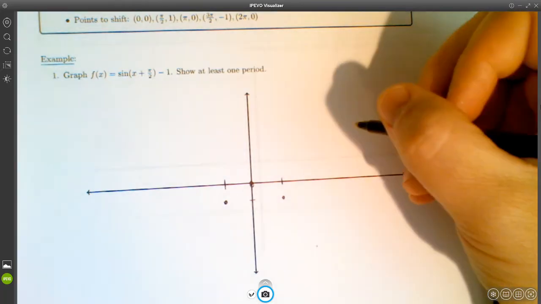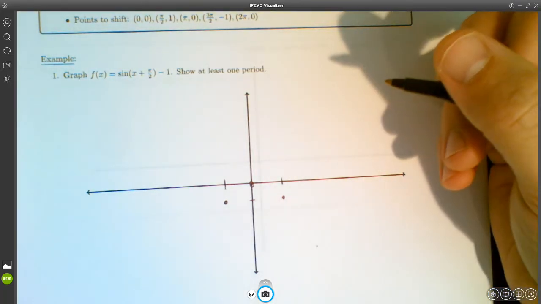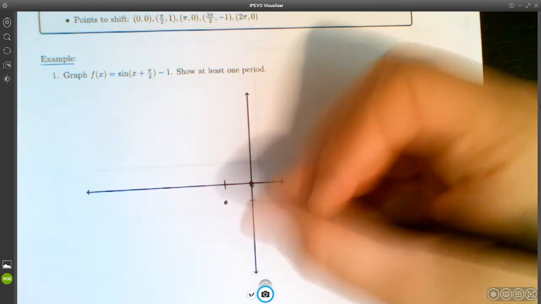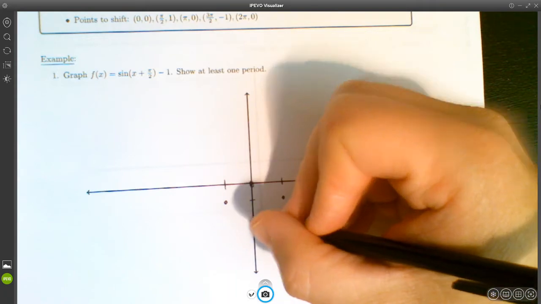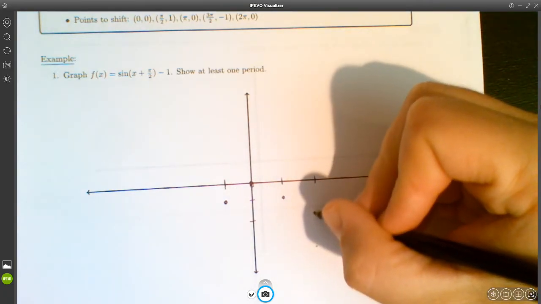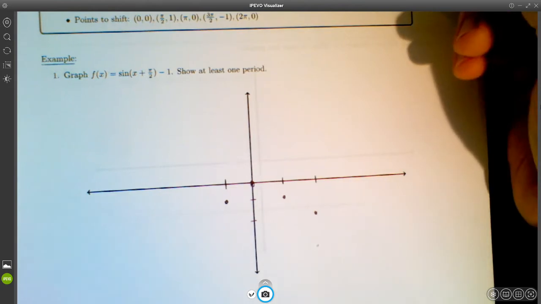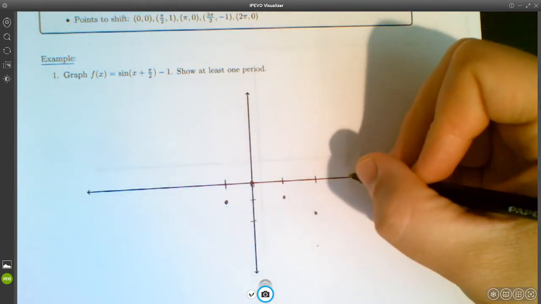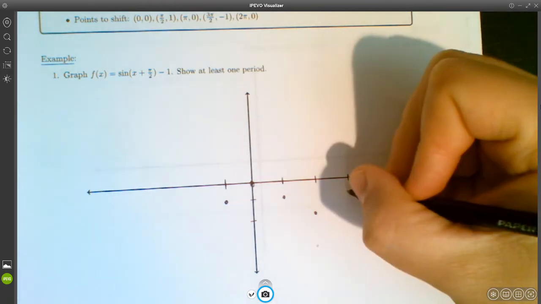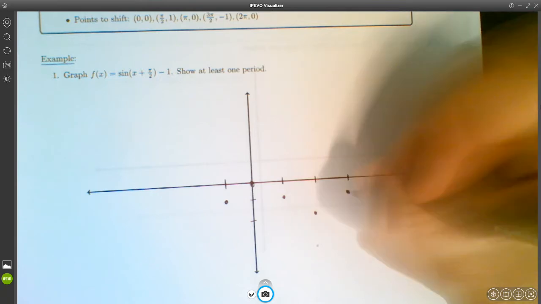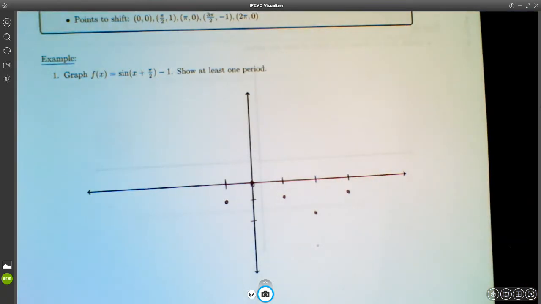Instead of having a point at 3 pi over 2, negative 1, let's see, 3 pi over 2 minus pi over 2 is 2 pi over 2, that's pi, right? So it's going to be at pi. And instead of being at negative 1, it's going to be at negative 2, right? And then finally, instead of having a point at 2 pi, 0, I'm going to have a point at 2 pi minus pi over 2. That's 4 pi over 2 minus pi over 2, so that's 3 pi over 2. 3 pi over 2, and then instead of 0, negative 1, right? So I get this configuration of points. You'll notice that it's exactly the same configuration of points as the original sine function. It's just been shifted left pi over 2 and down 1.